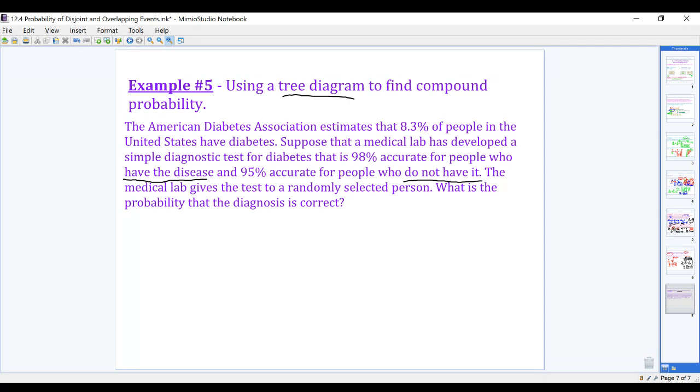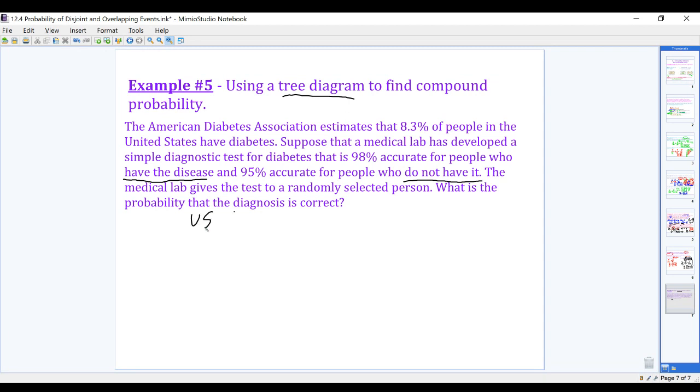The medical lab gives a test randomly to a randomly selected person. What is the probability? We're assuming that this person's in the United States. What is the probability that diagnostic is correct? So what we're going to do is draw a tree diagram and then follow the branches of what is correct.